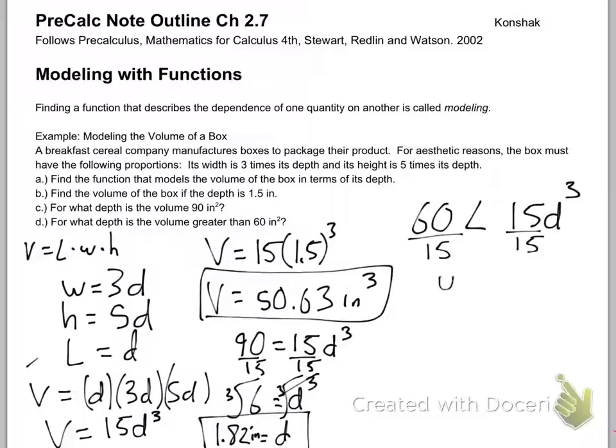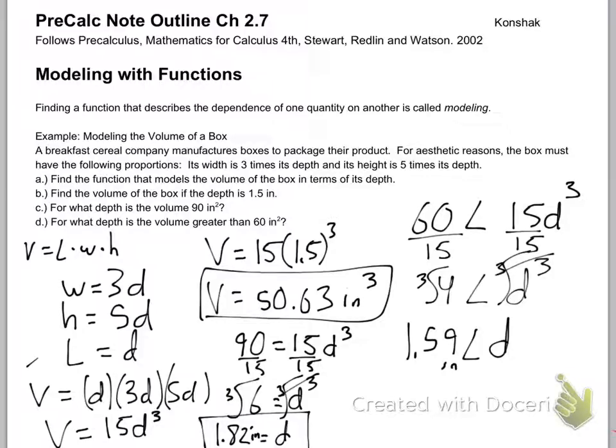So I get 4. I think everybody would be okay with that. 4 is less than d cubed. Same step as before. Take the cube root. d is greater than what? Cube root of 4, which is 1.59 inches. So as long as the depth is bigger than 1.59 inches, you will always have a volume larger than 60 inches cubed. It's not that bad.